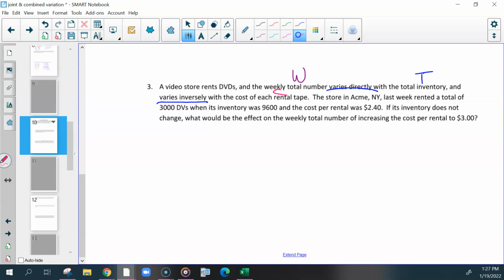So before we put all the numbers to it, let's just think about how to set this up. The weekly total varies directly with the total inventory. Let's take it step by step. How would we set up that part? W equals KT, and I'm going to try and keep this color coded. We'll see how well it works. And varies inversely with the cost of C. How would we write that part? Divide everything by C. So we have our equation.